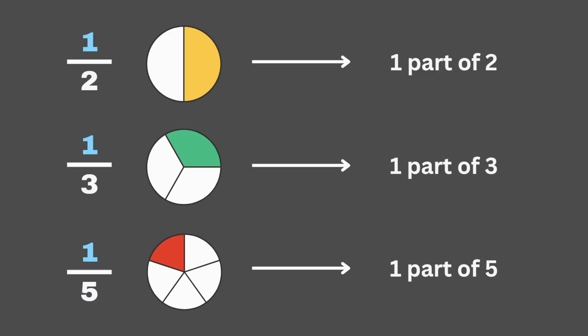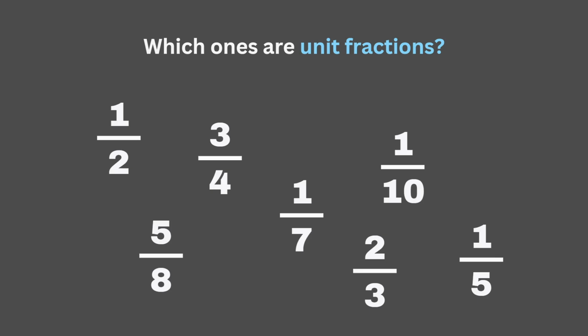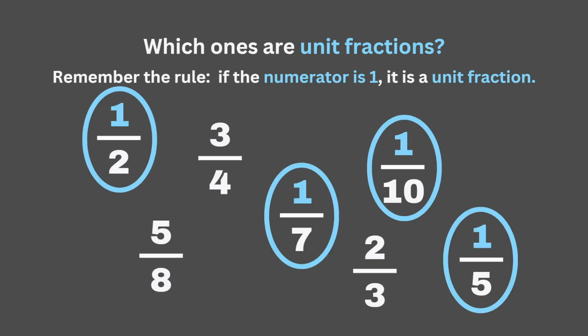Now, let's spot the unit fractions. Look at all these fractions. Which ones are unit fractions? Remember the rule? If the numerator is 1, it is a unit fraction. So 1 upon 2, 1 upon 7, 1 upon 10 and 1 upon 5 all are unit fractions. It doesn't matter what the denominator is. If the numerator is 1, the fraction is a unit fraction.